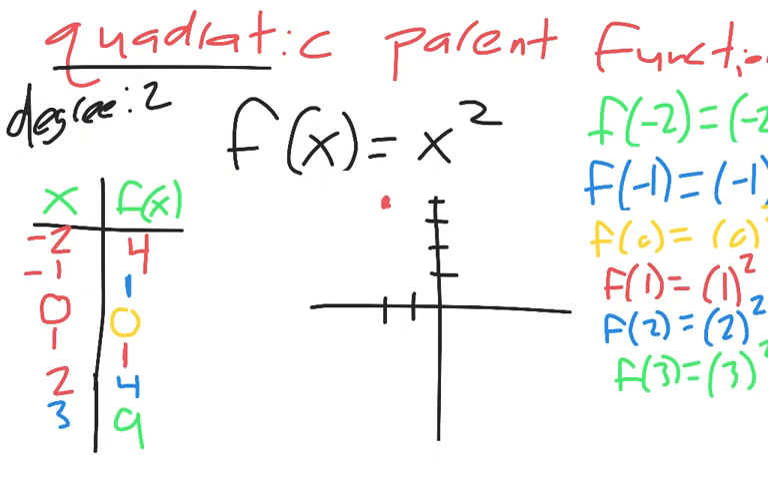Okay, what's the next ordered pair that I have found? -1, 1, which means from the origin, I'm going to go -1, which is left 1, +1, which is up 1.